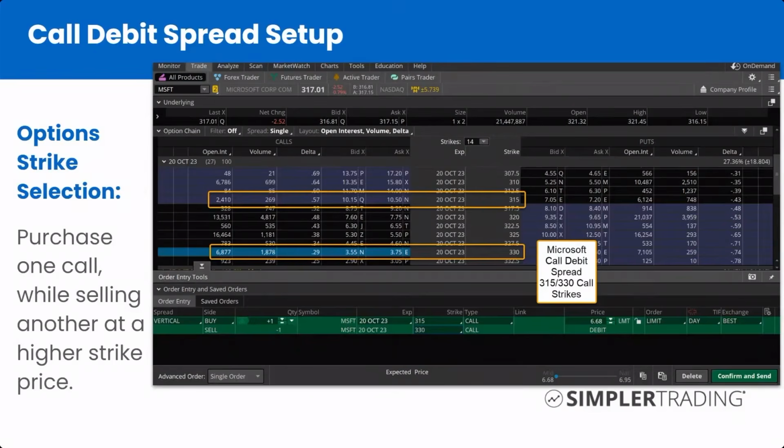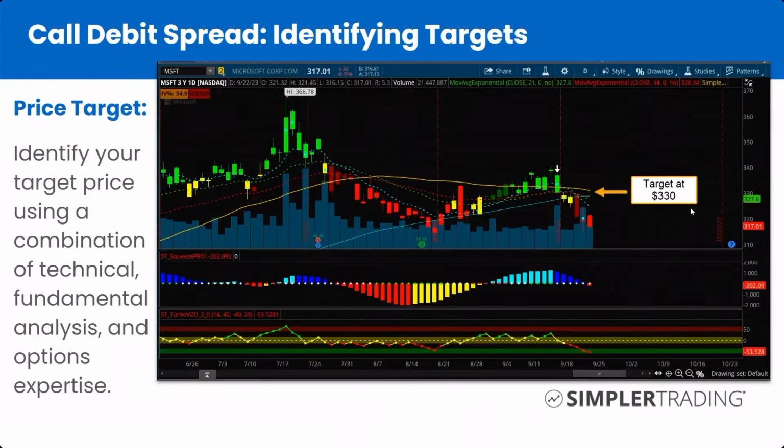Because let's be real, there's a lot of overhead resistance, right? You can see all this price resistance here. You can also see these areas where the moving averages have a lot of confluence. You also have a key psychological value. So, do you think there's a high probability shot that Microsoft is just going to explode up to 370 right here?